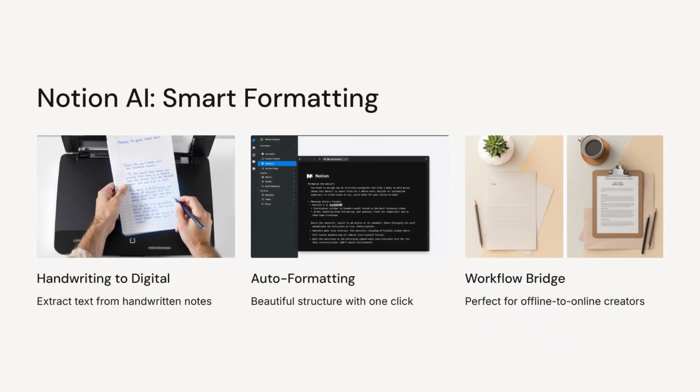Notion AI continues to evolve, now able to extract text from images and automatically format content beautifully. Key abilities: turns handwritten notes into digital text. Auto-formats lists, headers, to-dos with styling and structure. Ideal for creative workflows combining offline and online work. For creators who think on paper but publish digitally, this is a powerful bridge.